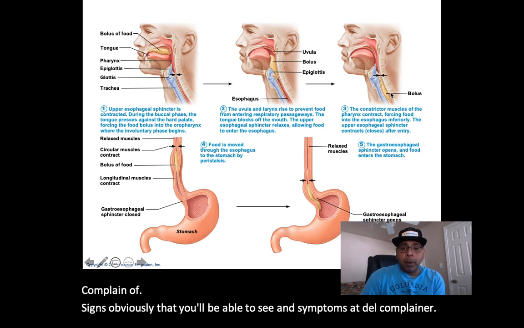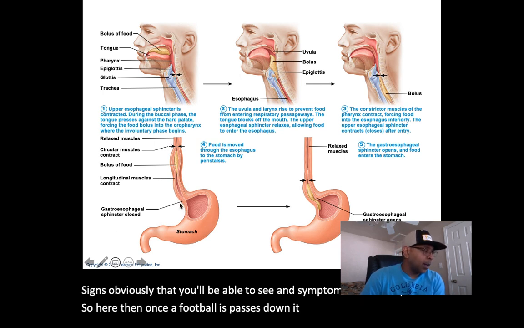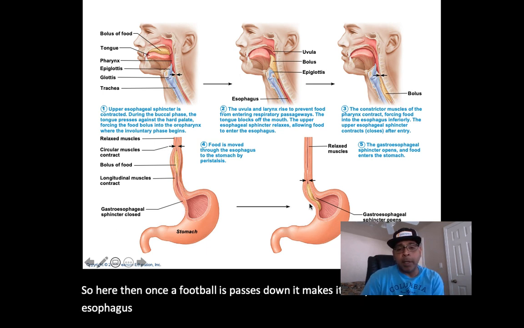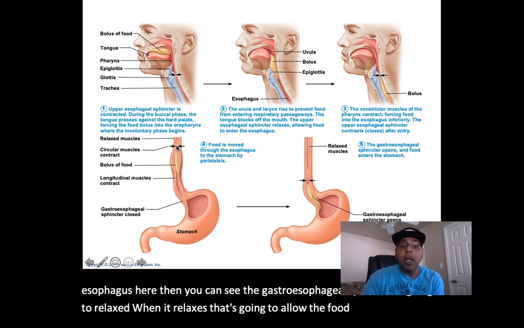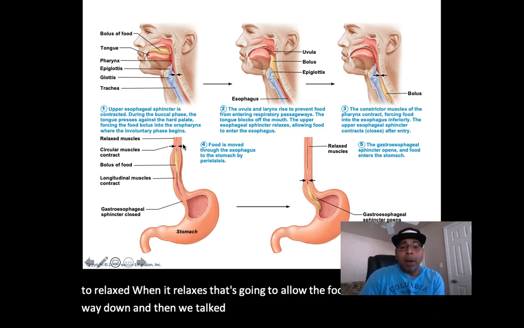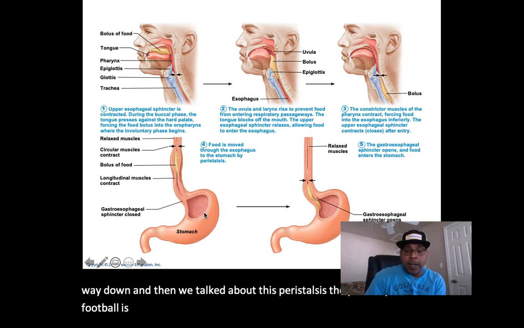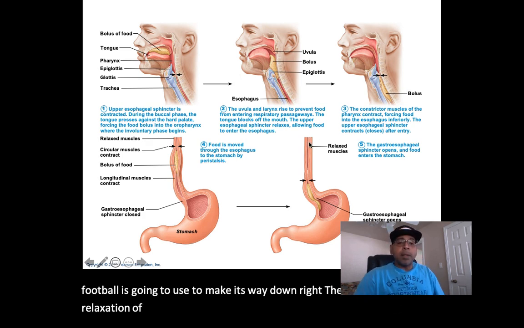So once the food bolus passes down and makes its way through the esophagus, when it makes its way to the lower half of the esophagus, you can see the gastroesophageal sphincter is going to relax. When it relaxes, that's going to allow the food bolus to make its way down. And then we talked about peristalsis as the pathway that this food bolus is going to use to make its way down, the contraction and relaxation of these muscles.